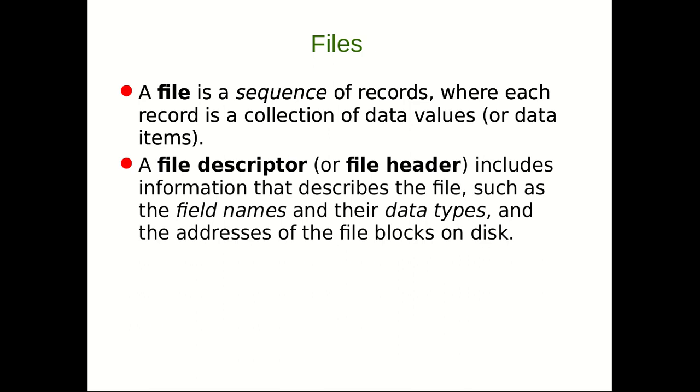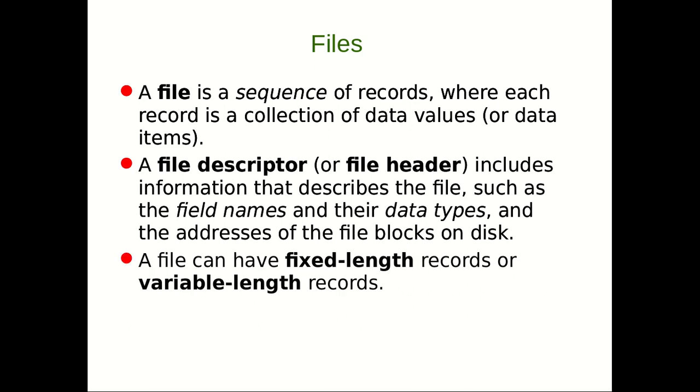That is, a file contains a number of records. Each record contains a number of fields or attributes, which are of different types, and a file descriptor or header includes information on where the file is, as well as what the field names are, what the data types are, etc.